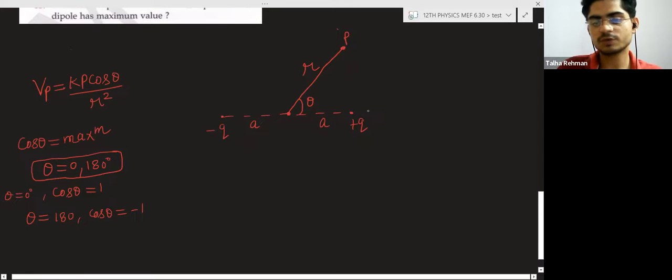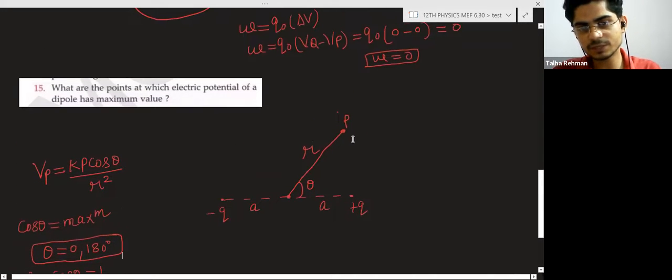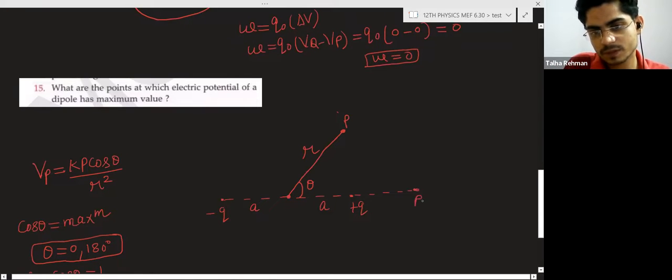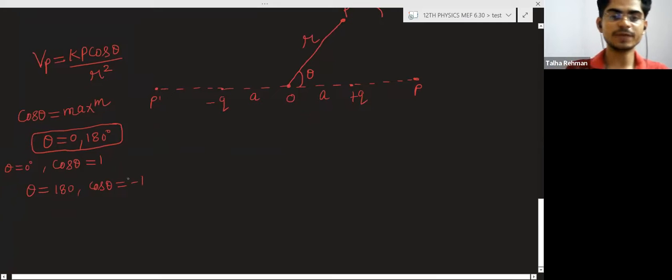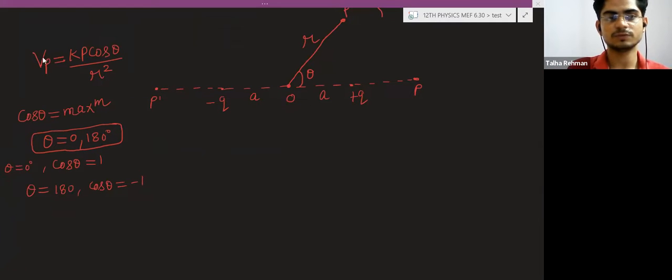So when theta becomes 0, this point P will lie somewhere like here, and here the value of potential will be maximum. And if you do this to the other side, then this point P will lie here. So there are two positions, at theta equal to 0 degree and at theta equal to 180 degree, where the value of potential is maximum.